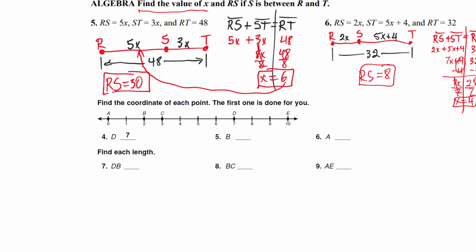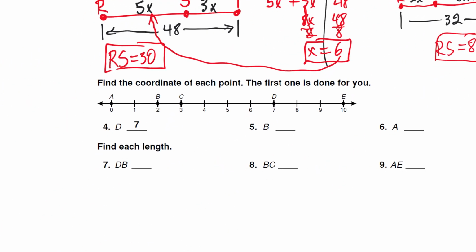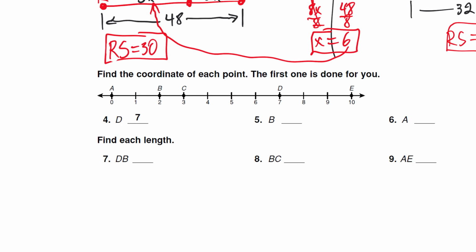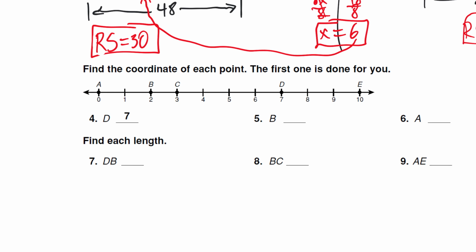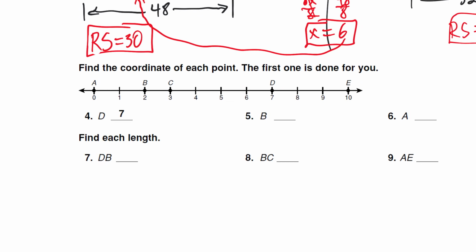Okay, but the last thing is looking at this number line, which really should have gone first, but it's kind of weird to fit it in, so we're just going to talk about it right here. Okay, D is at coordinate of 7. Where is B at? 2. Where is A? 0. Now, the question is, how long is DB? 5. Okay, B is at 2, D is at 7. So how far is it from 2 to 7? 5. Okay, it's 5.